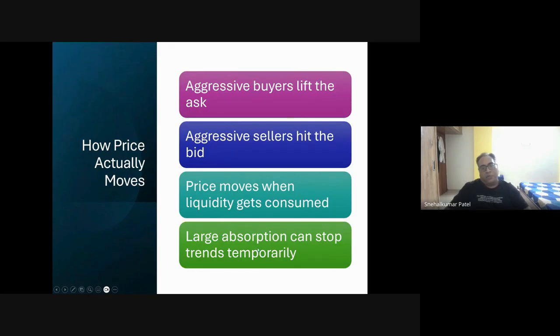And a large absorption can stop trends temporarily. So, for example, if there are more sellers in the market around that price, then what will happen is the market will not move beyond 23,500. It will reject from that level and then search for the next liquidity at the bottom.